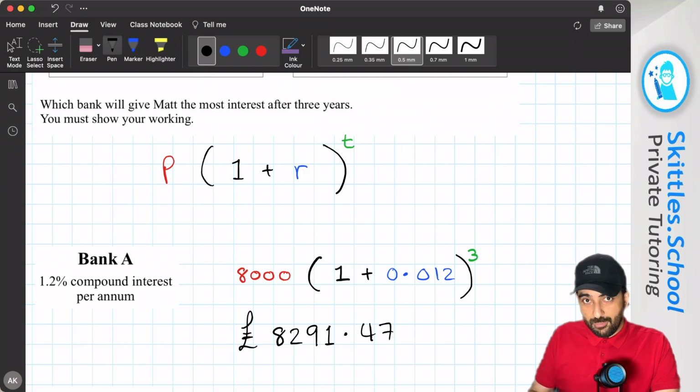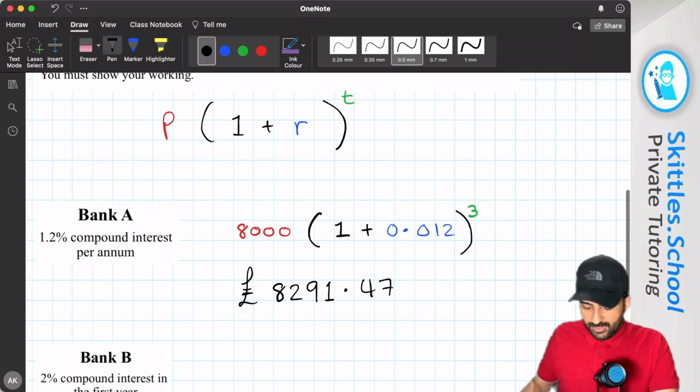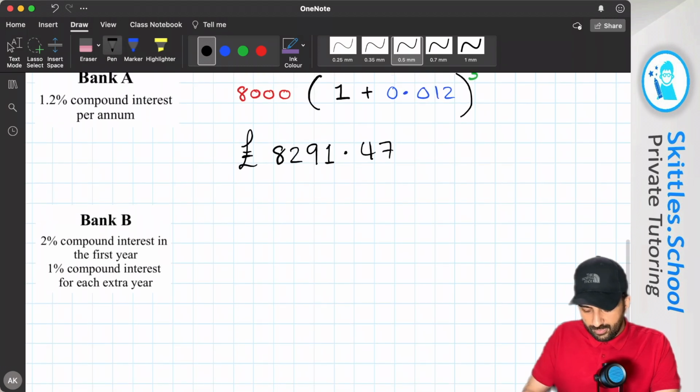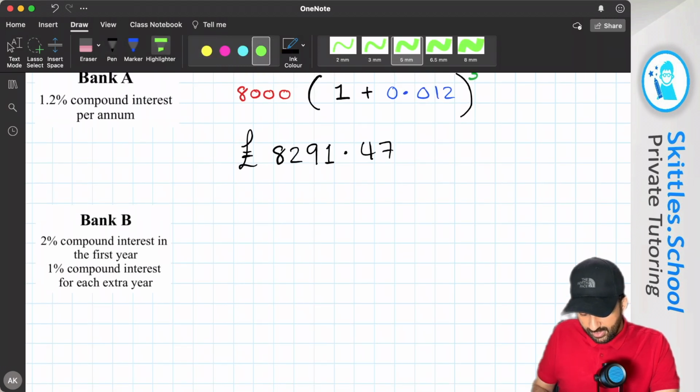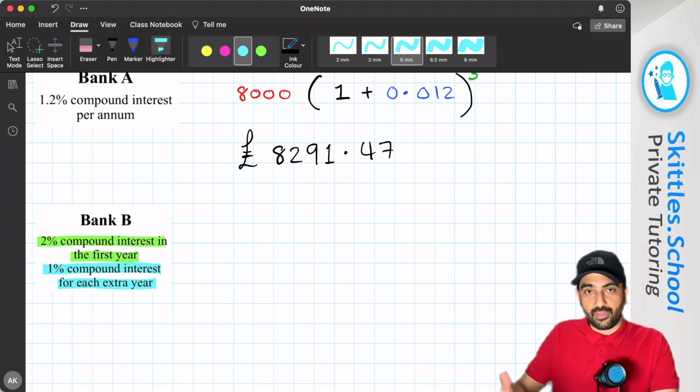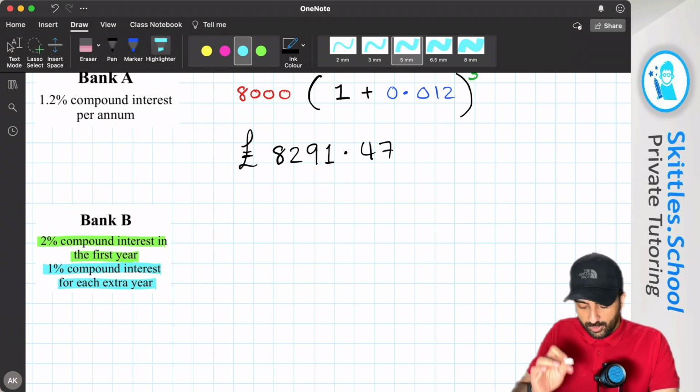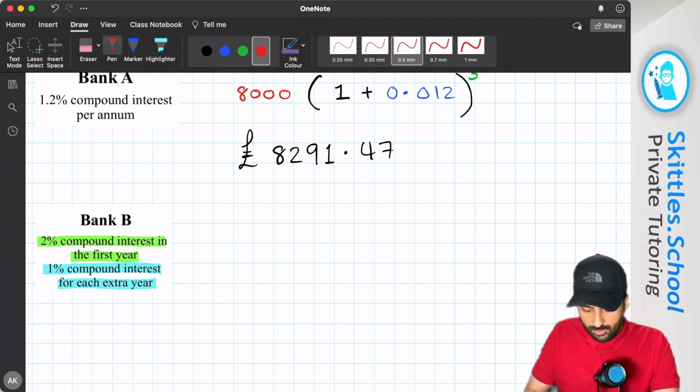Now let's do the same thing but with Bank B. Now Bank B is a little bit more complicated. It's in 2 parts. The first part says it gives him 2% for the first year, and the second part gives him 1% for every year after that. So 2% for the first year, and then 1% for the remaining 2 years. So again, we're going to start with the same principal, the same amount of money he's putting in. He's starting with £8,000.